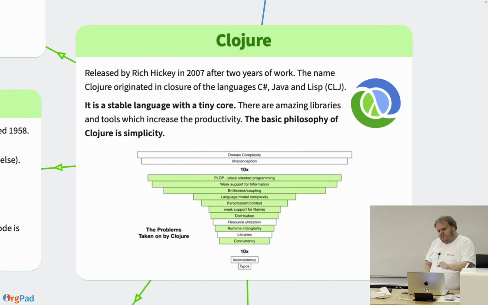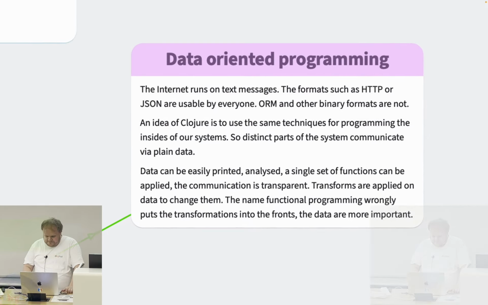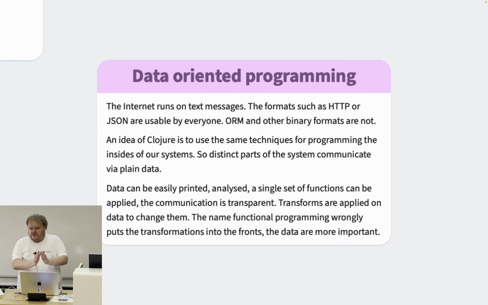Yeah, if we go back to Clojure, there is one more idea I want to present, and then we will have a break. And it's this thing called data-oriented programming, which I absolutely love. And that's the idea: the data is the most important and the most understandable thing in your code.